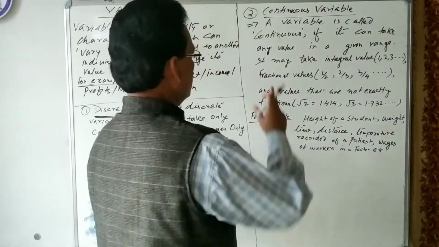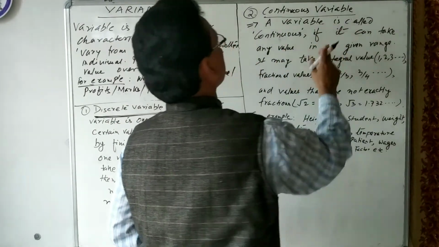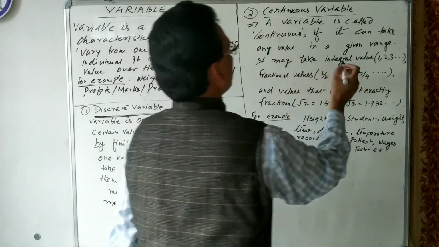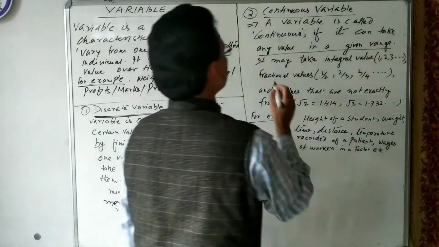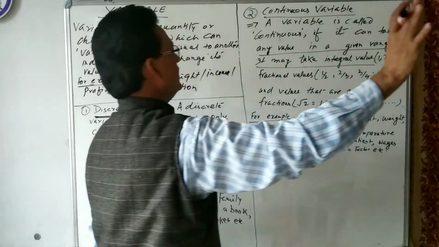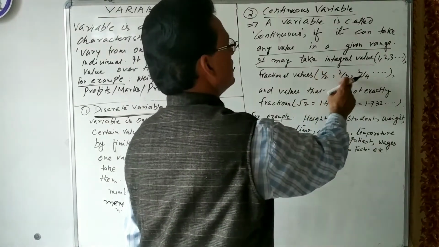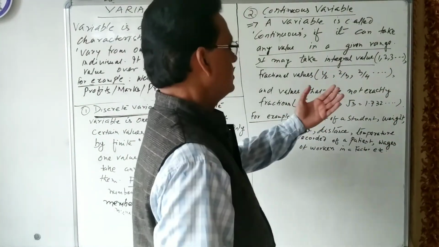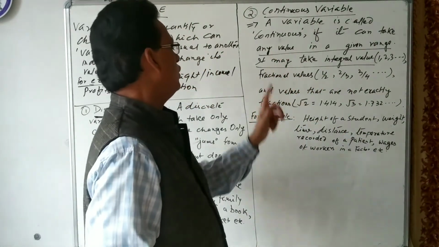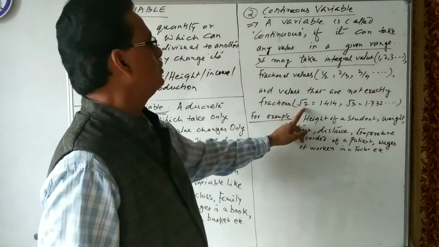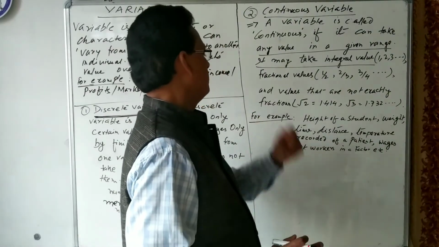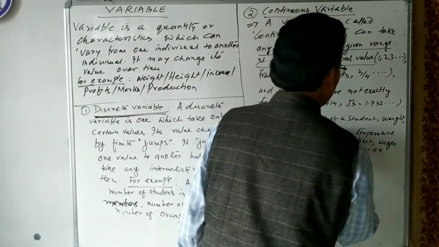Take the example here: a variable is called continuous if it can take any value in a given range. It may take an integral value, 1, 2, 3, 4, 5, 6, 7, 8, 9, a fractional value, 1 upon 2, 2 upon 3, 3 upon 4, 5 upon 6, 7 upon 8, and values that are not exactly fractions, like root 2, root 3, root 5, root 7, etc. For example, here I have written height of a student.